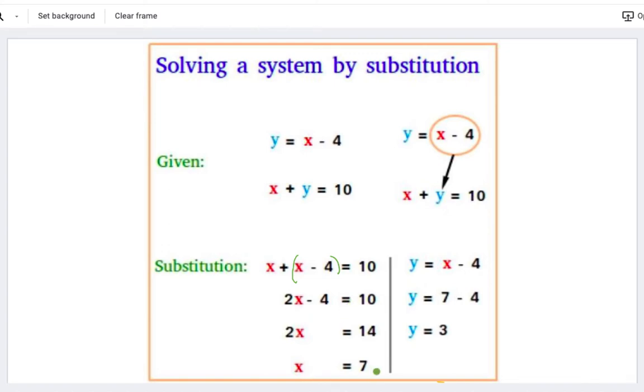In this case, x is 7. Substitute that back into the other equation to find the second variable. So in this case, our solution would be x is 7, y is 3. And if we plug 7 and 3 back into both of these, 7 plus 3 is 10, and 7 minus 4 is 3. So it's true.